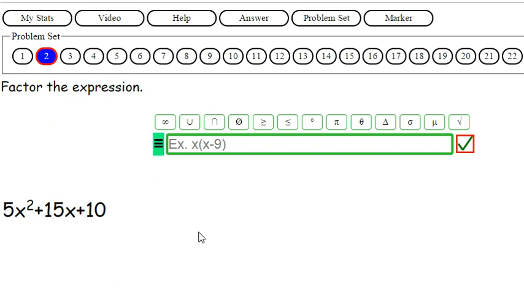Factor the expression. So I'm going to go ahead and write this one down here. This is 2.1, right? So we have 5x squared plus 15x plus 10. Now things can get tricky when the leading coefficient, which is 5, is a number other than 1. But it's not going to be too bad, because the factorization of 5 is just 1 and 5, and that helps out.